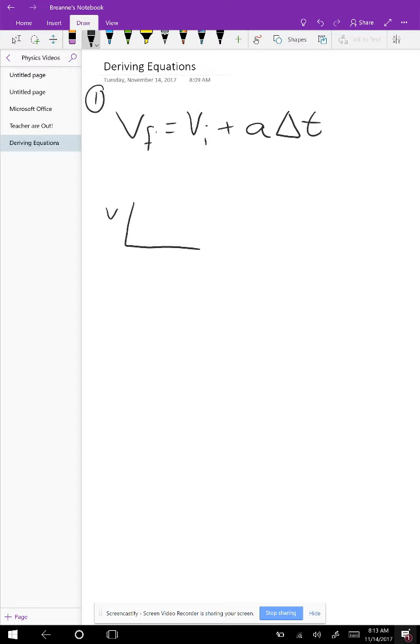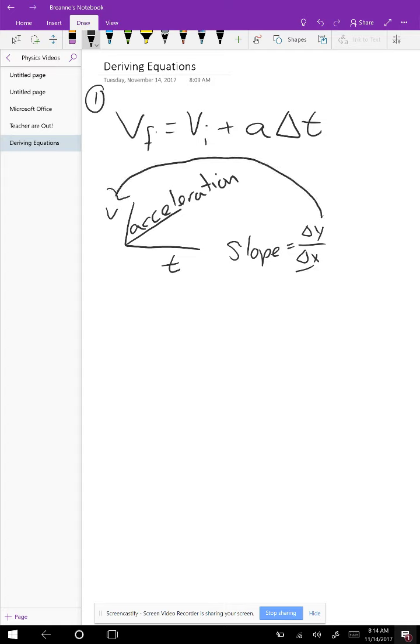So if we have a velocity versus time graph, what is your slope? Yes, it's acceleration. Yay! So if we do our slope equation, slope equals our change in y over change in x. If you look at what our y is, velocity, and our x is time. So therefore, our slope equals our change in velocity over change in time. Now, we've already said our slope is acceleration, so acceleration equals our change in velocity over change in time.